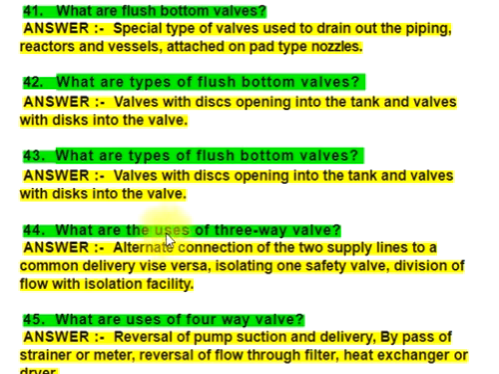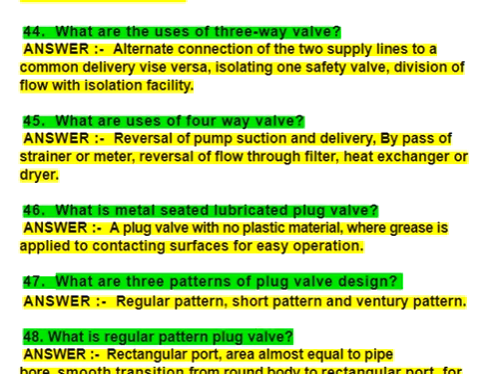44. What are the uses of three-way valve? Answer. Alternate connection of the two supply lines to a common delivery, vice versa, isolating one safety valve, division of flow with isolation facility. 45. What are uses of four-way valve? Answer. Reversal of pump suction and delivery, bypass of strainer or meter, reversal of flow through filter, heat exchanger or dryer.